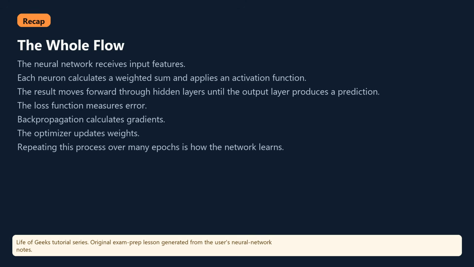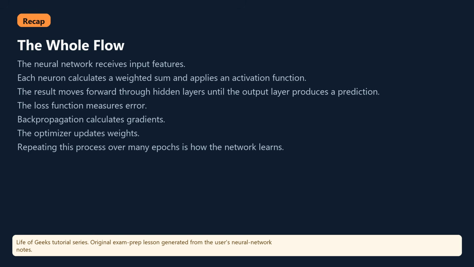Here is the whole flow one more time. Input features enter the network. Each neuron calculates a weighted sum, adds a bias, and applies an activation function. Values pass forward through hidden layers. The output layer produces a prediction. The loss function compares the prediction with the true answer.